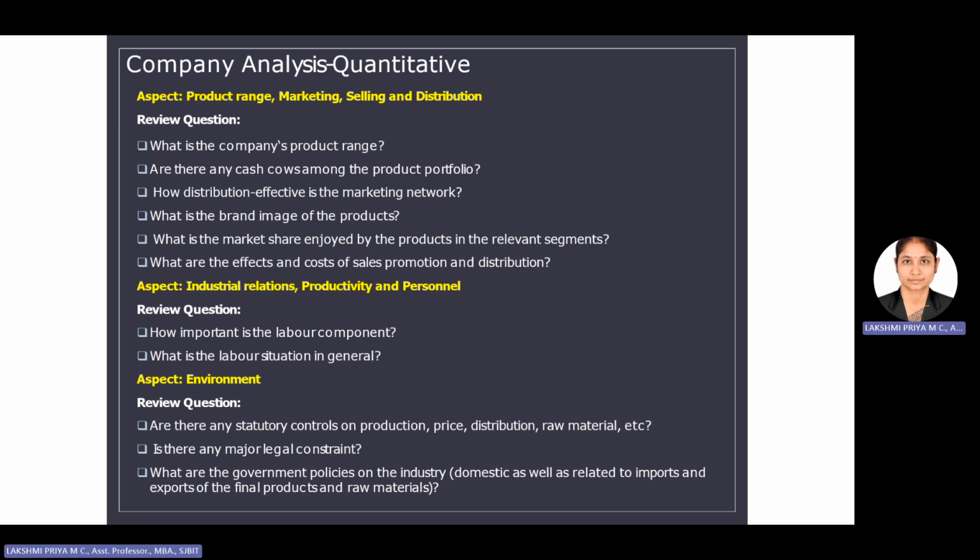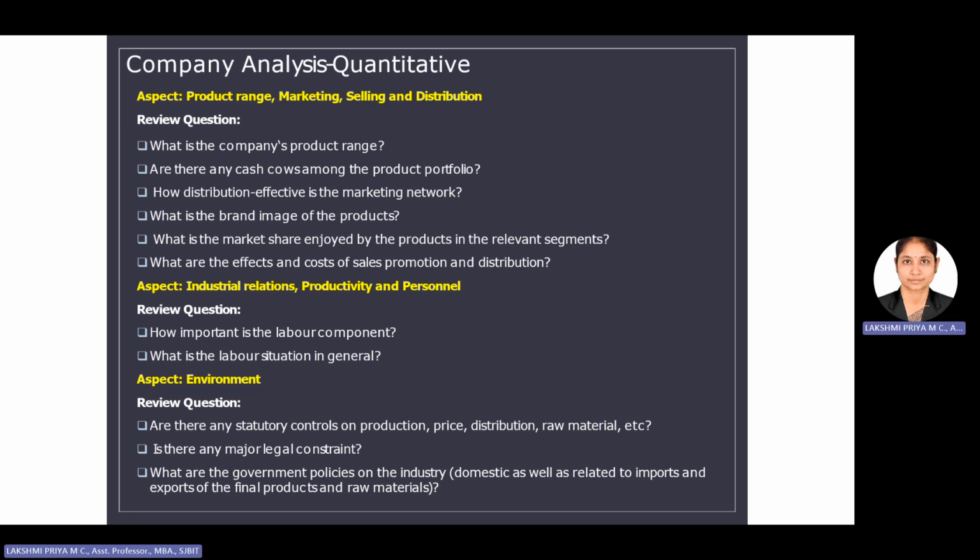And under the aspects industrial relations, productivity, and human resources, some of the questions to be answered: How important is the labor component? What is the labor situation in general?